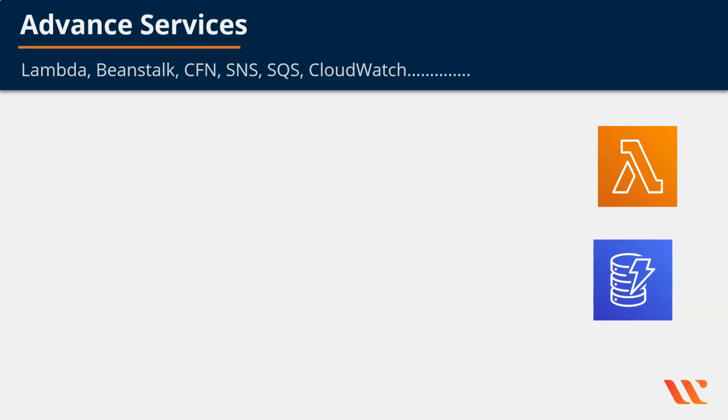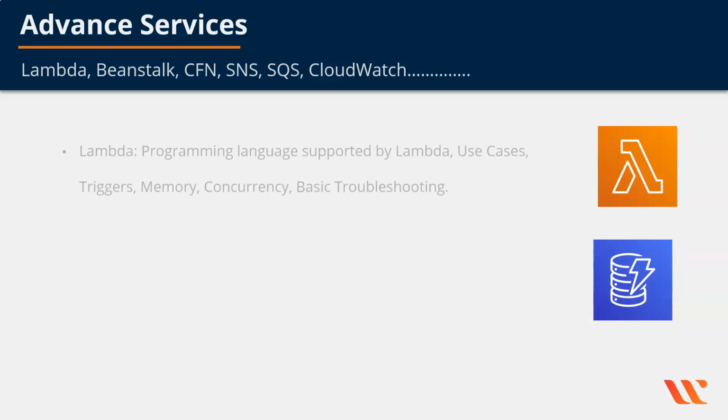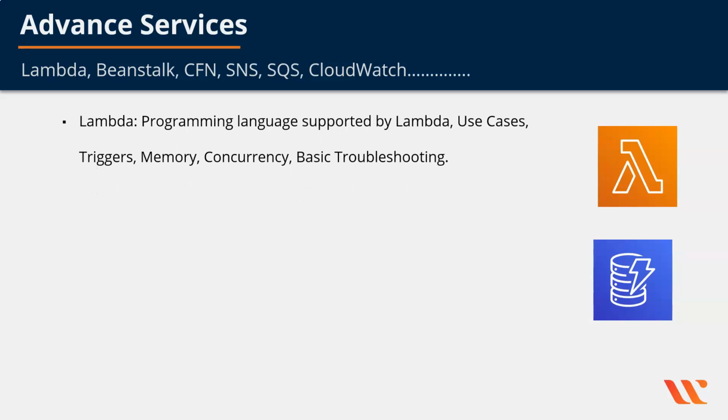Now we are done with the core services. Let's see some advanced services. First is Lambda. You should be aware of the programming languages which are supported by Lambda. You should be aware of the use cases, triggers, memory, concurrency, and basic troubleshooting. You should also have hands-on experience in this service. Let's talk about Beanstalk. You should be aware of the use cases, platforms supported, and deployment policies.